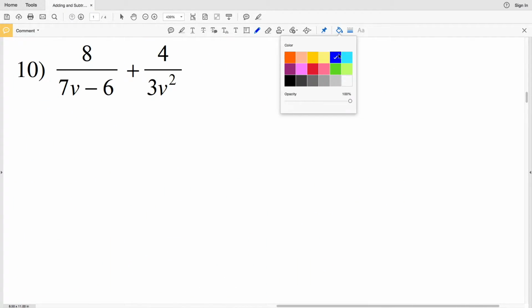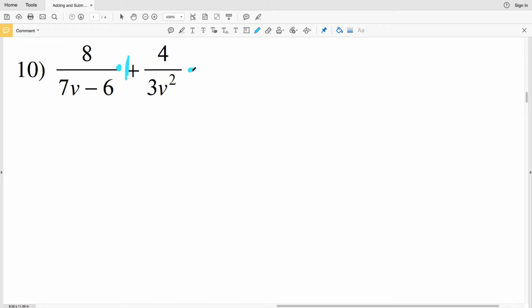In number 10, unlike the first problem where I only needed to multiply or manipulate one fraction, I'm going to have to manipulate both fractions. So I'm going to multiply 8 over 7v minus 6 by 1, and I'm also going to multiply 4 over 3v squared by 1. However, the quantities of 1s will be different. So I'll have 8 over 7v minus 6, and I'll multiply that by 3v squared over 3v squared. So the denominator of my other rational over itself. So 3v squared over 3v squared.